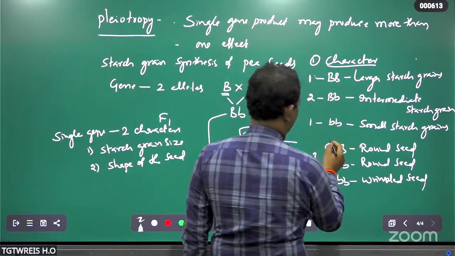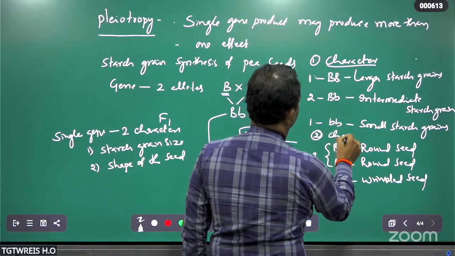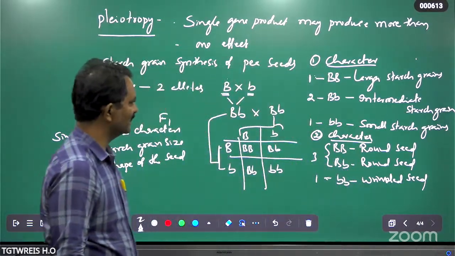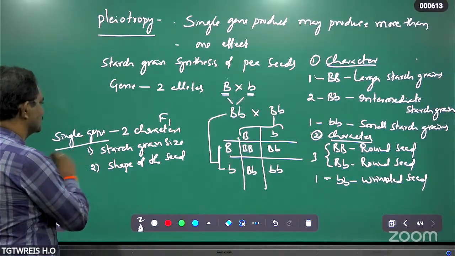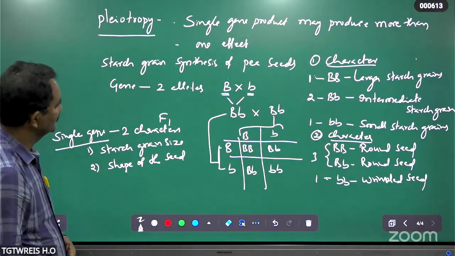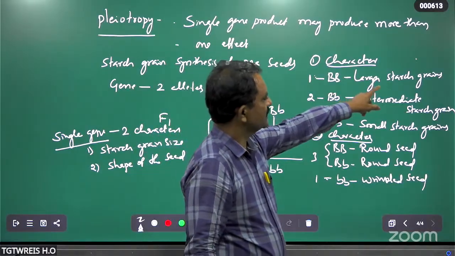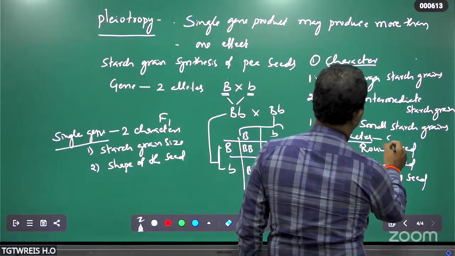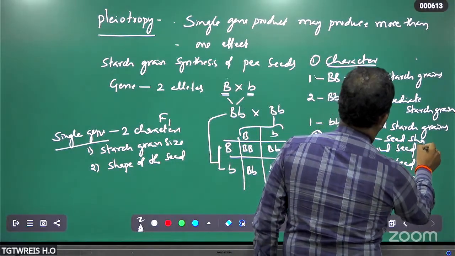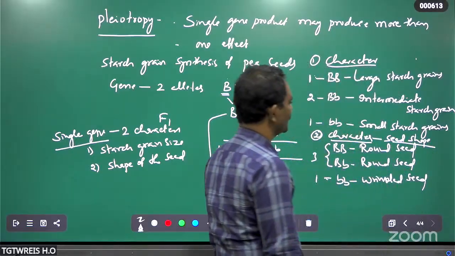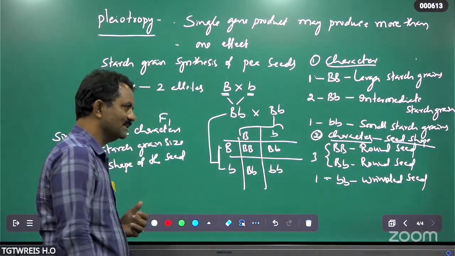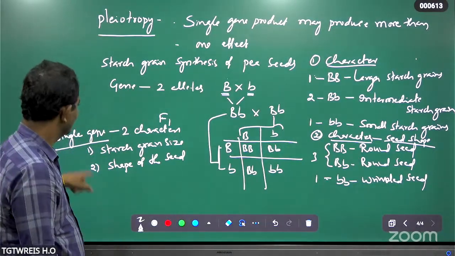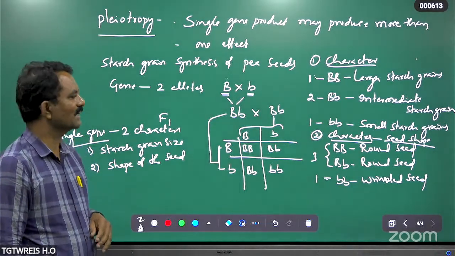One character, and the second character. These two characters can be controlled by a single gene. One is the starch grain size, and another one is the seed shape. These are the two characters controlled by the single gene. Generally, according to Mendel, a single gene controls one character, but here a single gene regulates two characters.